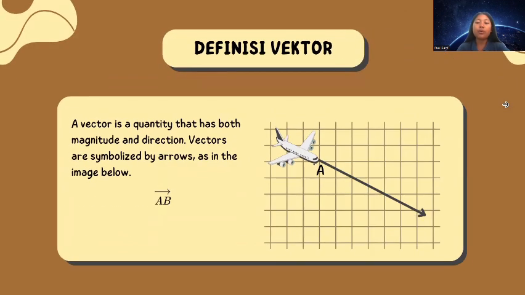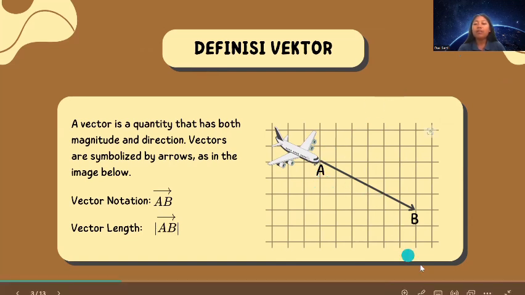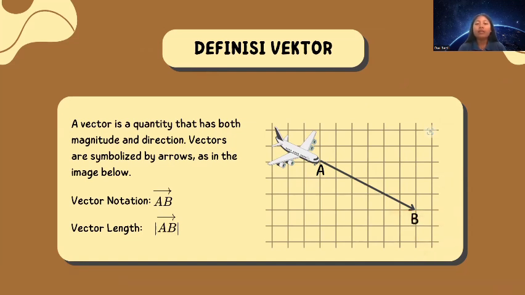Next, so what is a vector? A vector is a quantity that has both magnitude and direction. Remember, it is symbolized by an arrow. Let's look at this airplane image. The line from point A to point B represents the vector AB. The length of the arrow represents the magnitude of the vector.